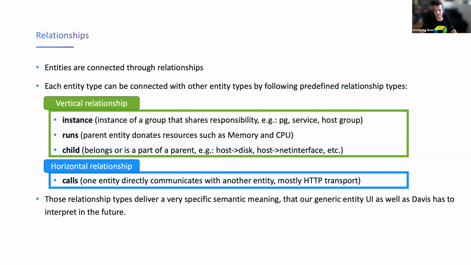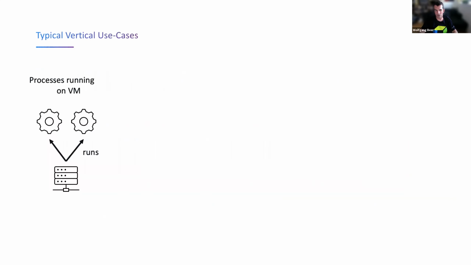And then we have the important horizontal relationship, which is basically who calls whom, the caller-callee relationship, like service traces and so on. So whenever a service calls a service, that relationship is used.